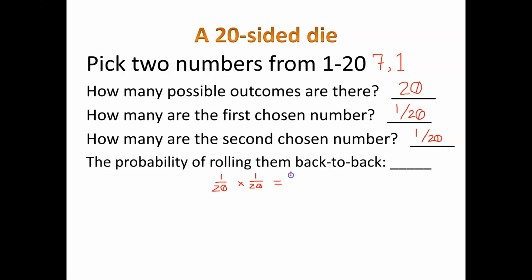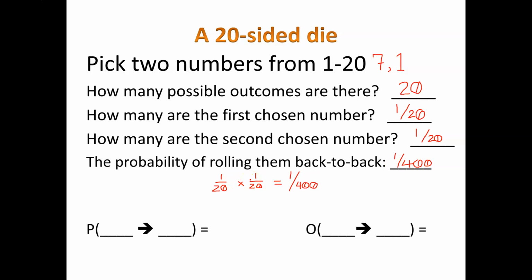1 times 1 across the top is 1. 20 times 20 across the bottom is 400. So the probability of rolling 7 followed by a 1 on a 20-sided die rolled twice is not very likely. 1 out of 400.